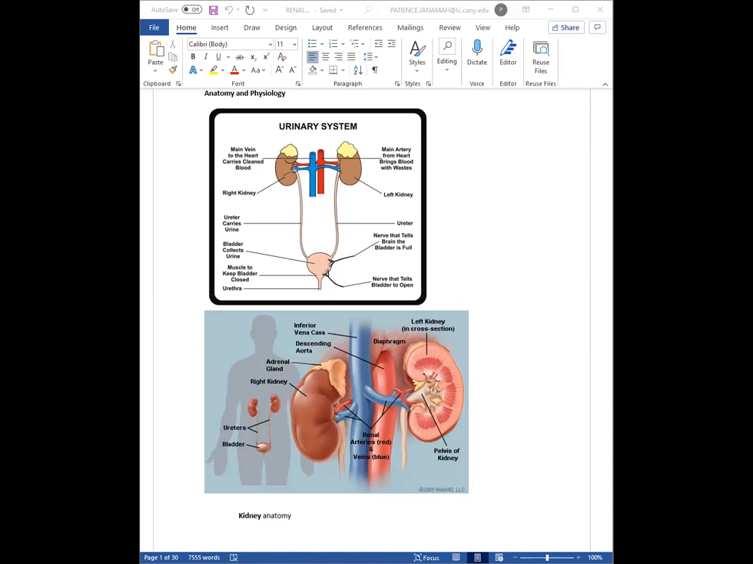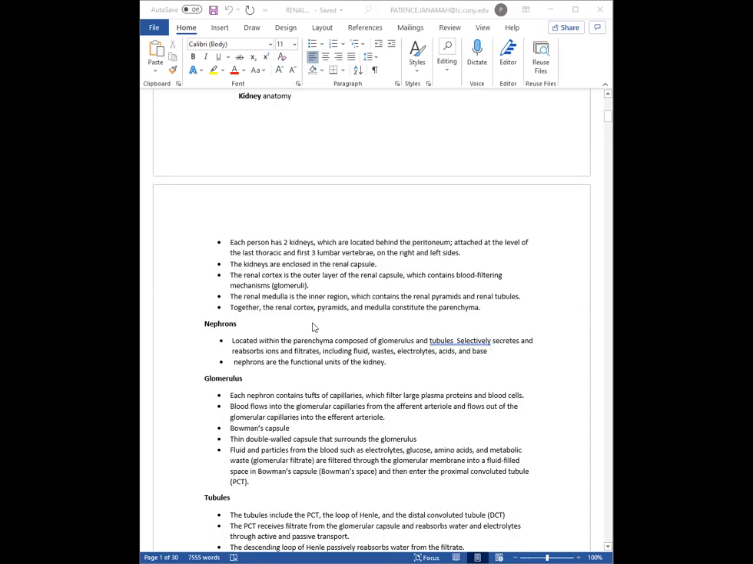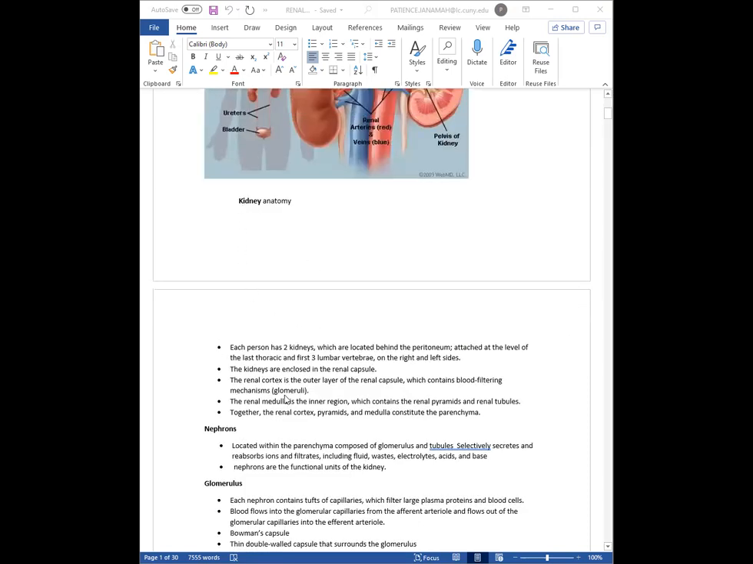When the artery brings the blood, it drops it in the glomerulus, which is where the Bowman capsule is, and then it does the filtration. The filtration goes through 3 processes. The first one is the filtration process, the second one is the reabsorption, and the third one is the urine that comes out.